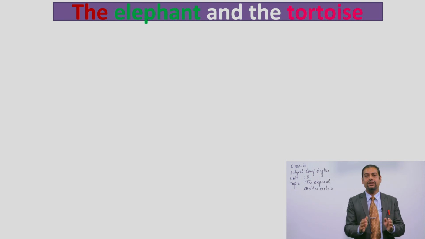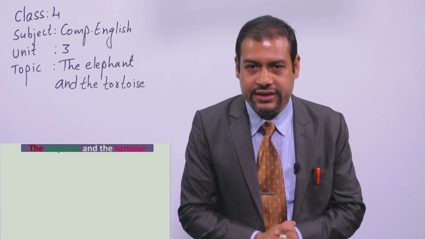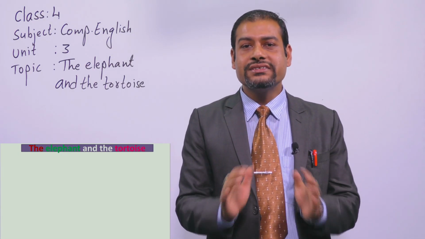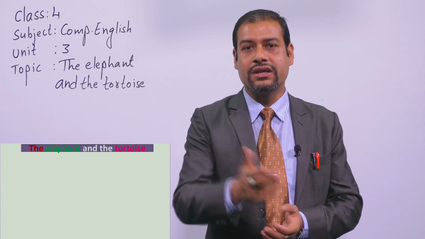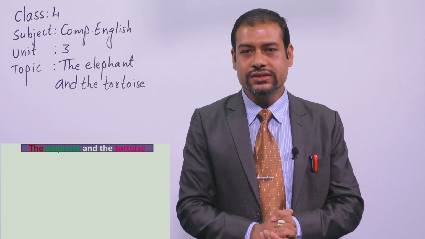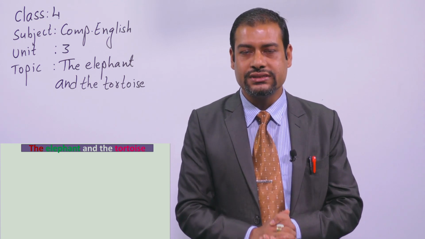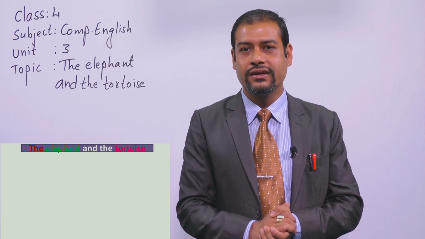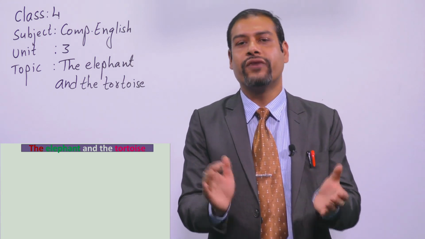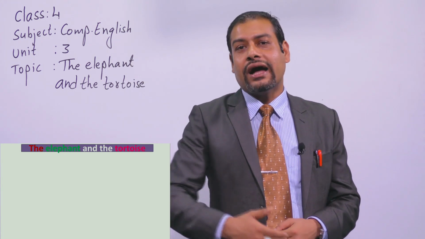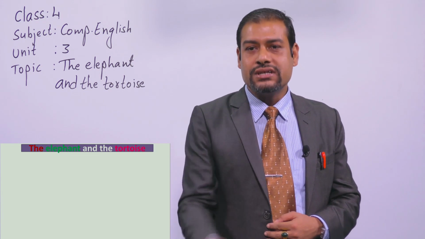So first of all, we are going to pronounce the word elephant. Now, look at me, listen to me very carefully. Now, the pronunciation of the word elephant. Elephant. Please pronounce it. Good. Once again, elephant. Please pronounce it. Very good. Now one more time. Elephant. Very good.